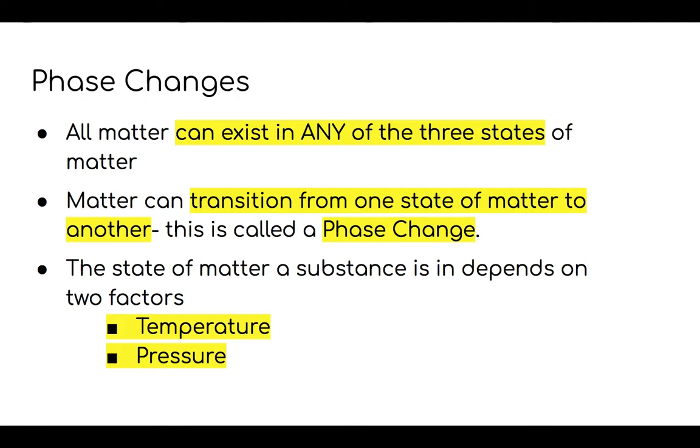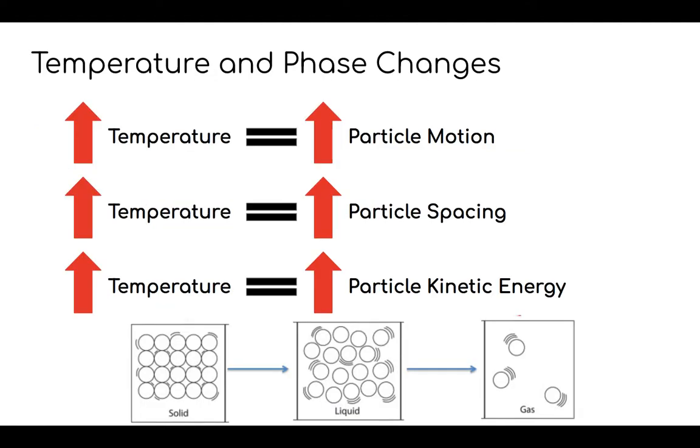Now, the state of matter that a substance is in depends on two factors. It depends on the temperature of the substance and the pressure that the substance is under. Today, we are going to talk about how temperature affects the state of matter that substances are in.